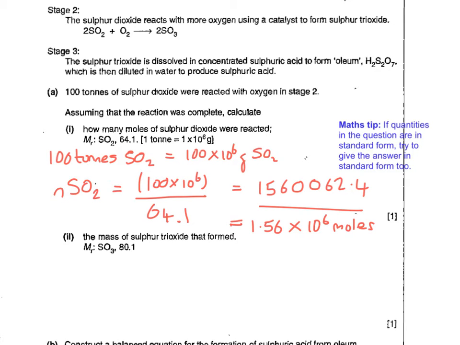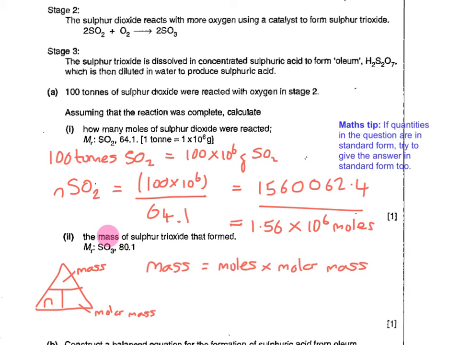So in the next one, they're asking for the mass. Although you don't have to write down the triangle in your answer, I'm popping it down in this clip just so you can see how to rearrange the formula. So it would be mass equals moles times molar mass. Because they want the mass of sulfur trioxide, we've got to go back to our equation at the top of the screen.